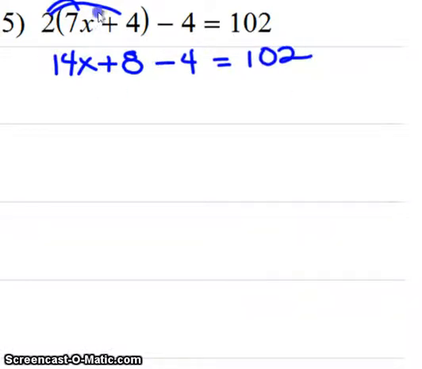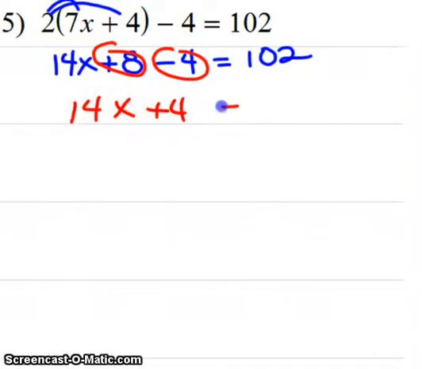Now we're going to go back to our like terms like in our previous example. I need to make sure that before I start moving to the other side of the equal sign that I've combined everything I can on the left side. In this case, I have a plus 8 and a minus 4. Well, positive 8 minus 4 is 4, or positive 4. So I'm going to rewrite that as 14x plus 4 equals 102.